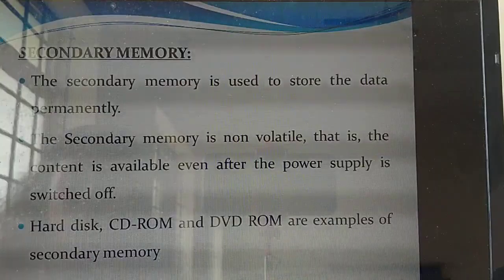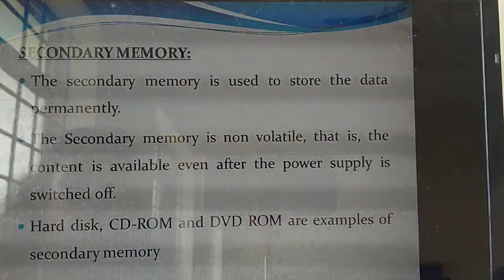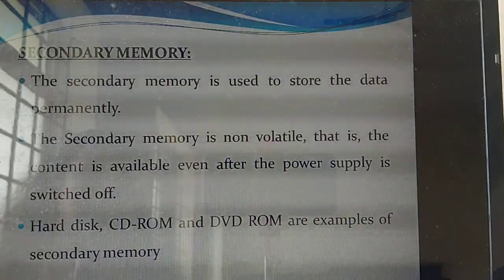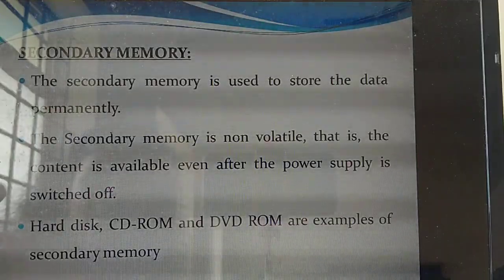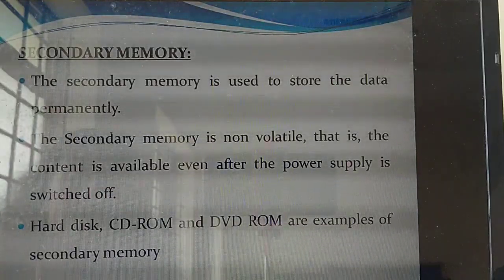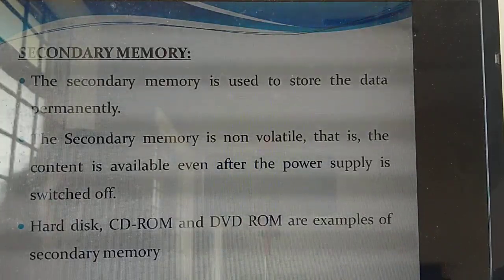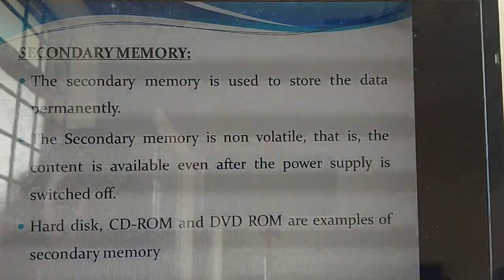This is non-volatile, but the primary memory is volatile. Here it is non-volatile. So even if the power supply is switched off, the data won't get lost. The data will stay stored. For example, hard disk, CD-ROM, DVD-ROM. For example, in a CD you copy some files. After copying, even if the power goes off, the file does not get corrupt. The file is present inside the CD.